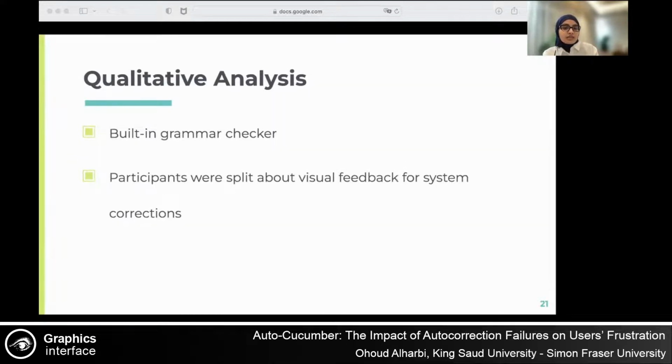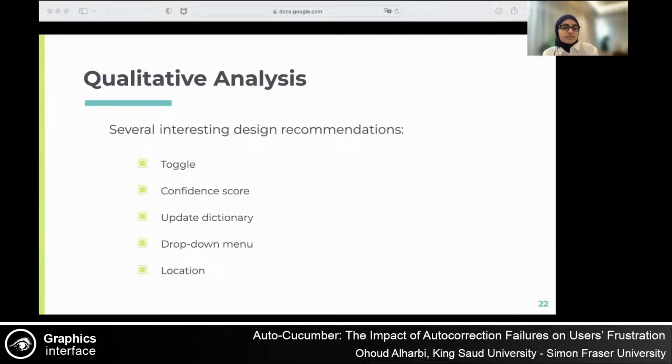Participants emphasized that they would like to see a keyboard with a built-in grammar checker. Some participants wished to have slightly more hidden and less distracting visual feedback, while others wanted highlighting and more obvious feedback. The participants made several interesting design recommendations.